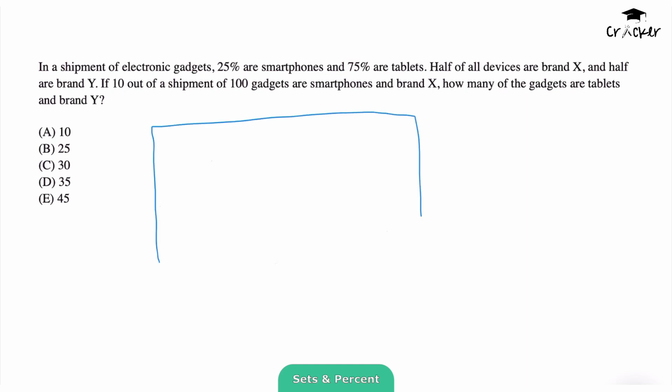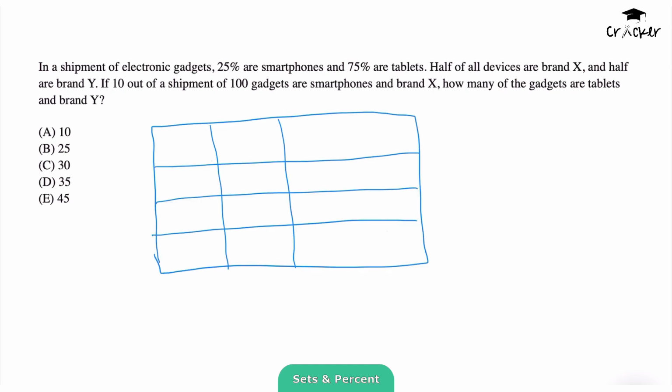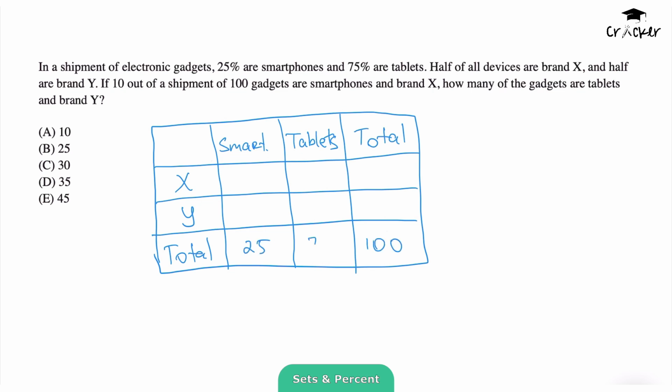Now, let's draw a table and fill it out step by step. We have smartphones, tablets, and their total. All of the devices are either brand X or brand Y. Now we have 100% of gadgets in total. 25% are smartphones and 75% are tablets.